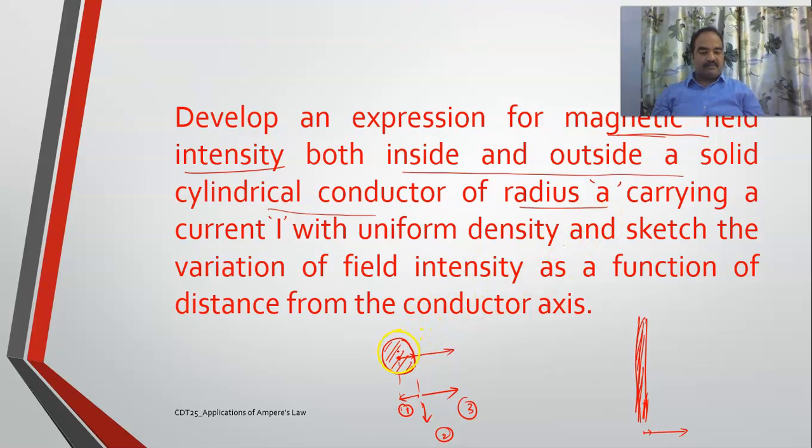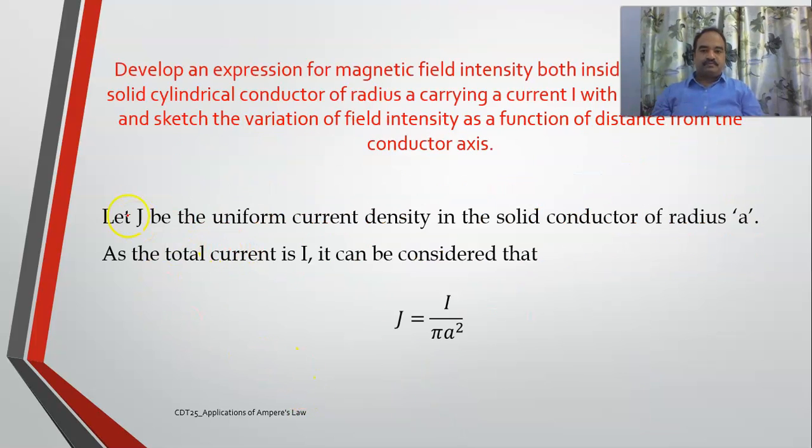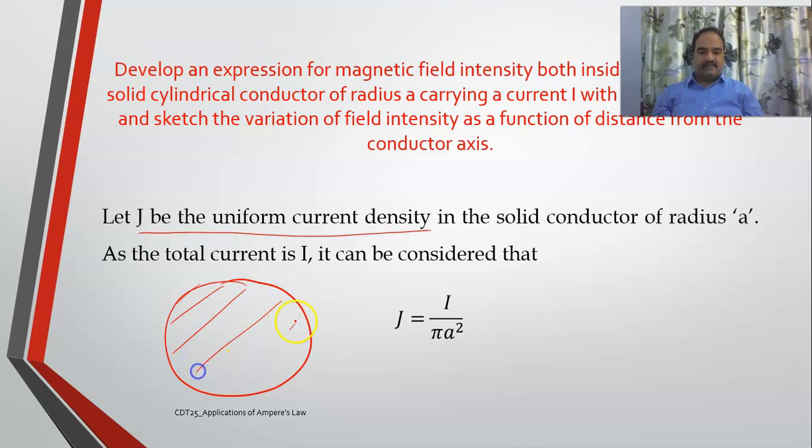Solid conductor means current will be flowing inside also. If it is a hollow conductor, then it will flow on the surface. But since it is a solid conductor, we need to calculate the current inside also. So let J be the uniform current density, which means that if this is the conductor, the entire current flowing is I.